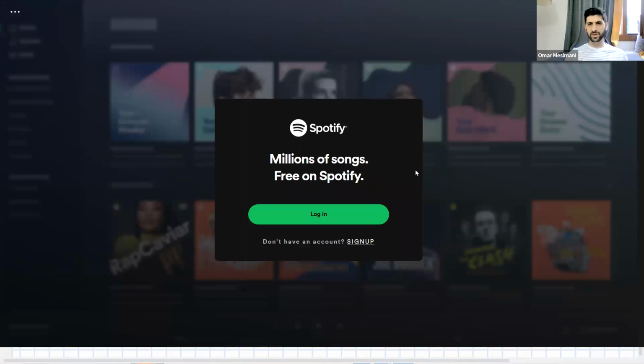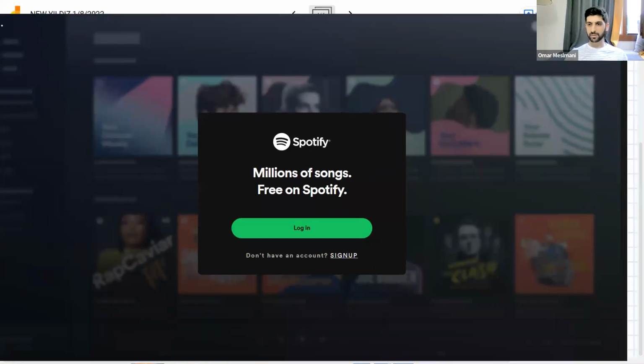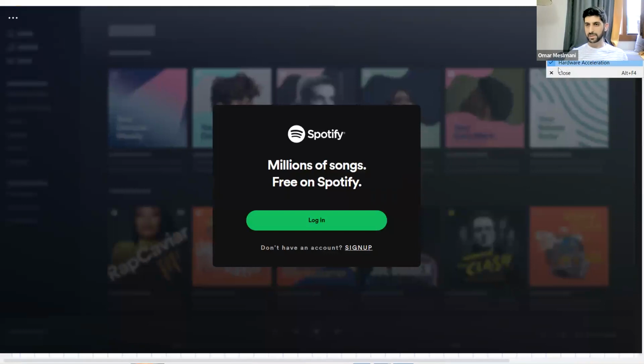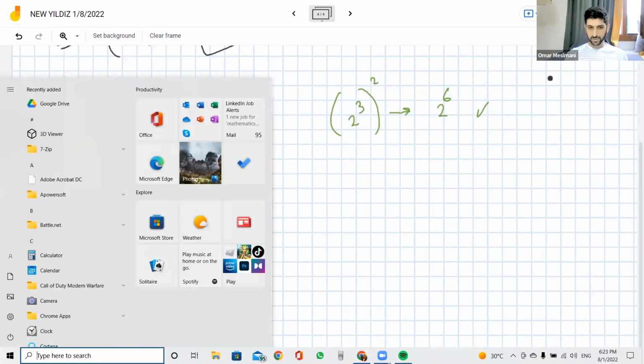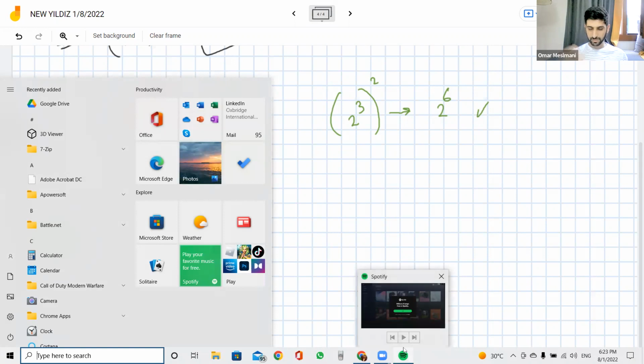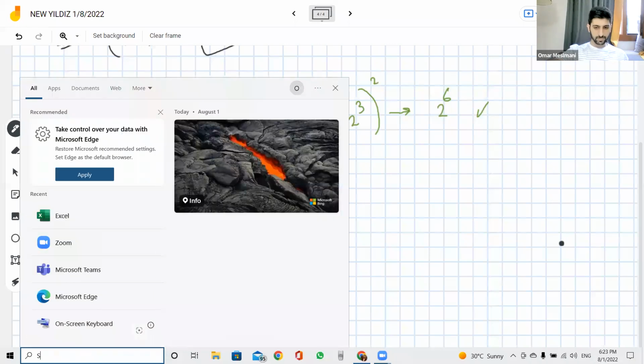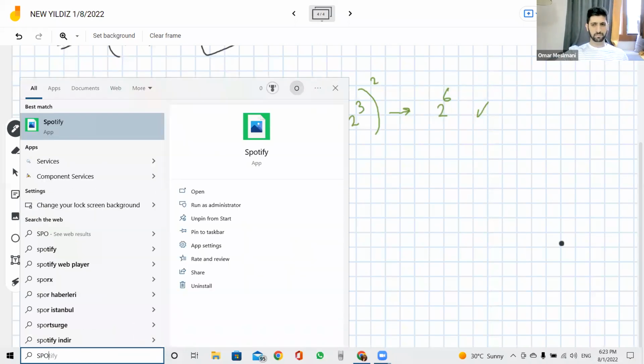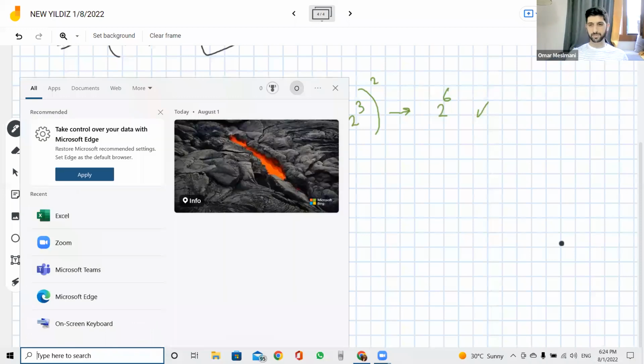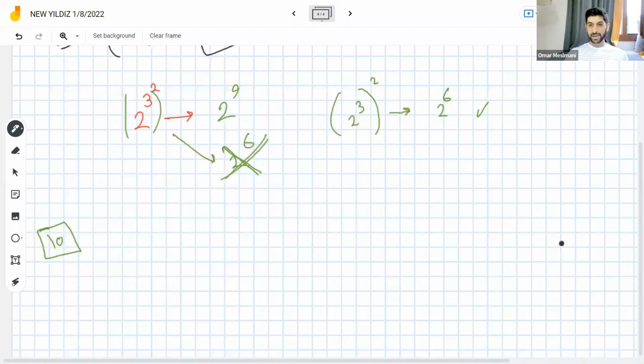What just happened? Spotify. What is this Spotify? Who opened Spotify? What is this application? Anyone open the Spotify? Do you see me opening Spotify? Do I even have Spotify in my laptop? Okay, nice. Alhamdulillah.